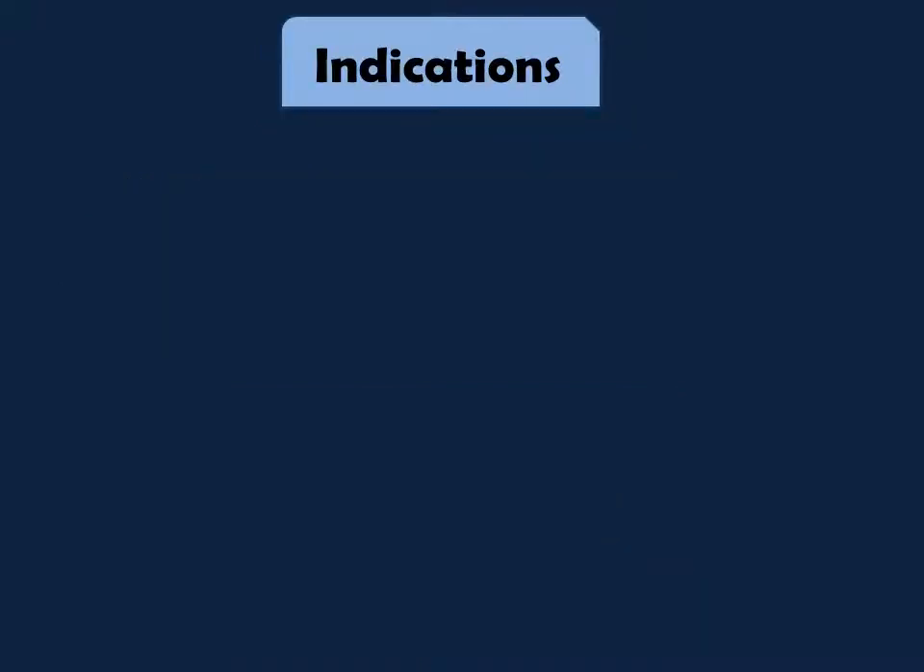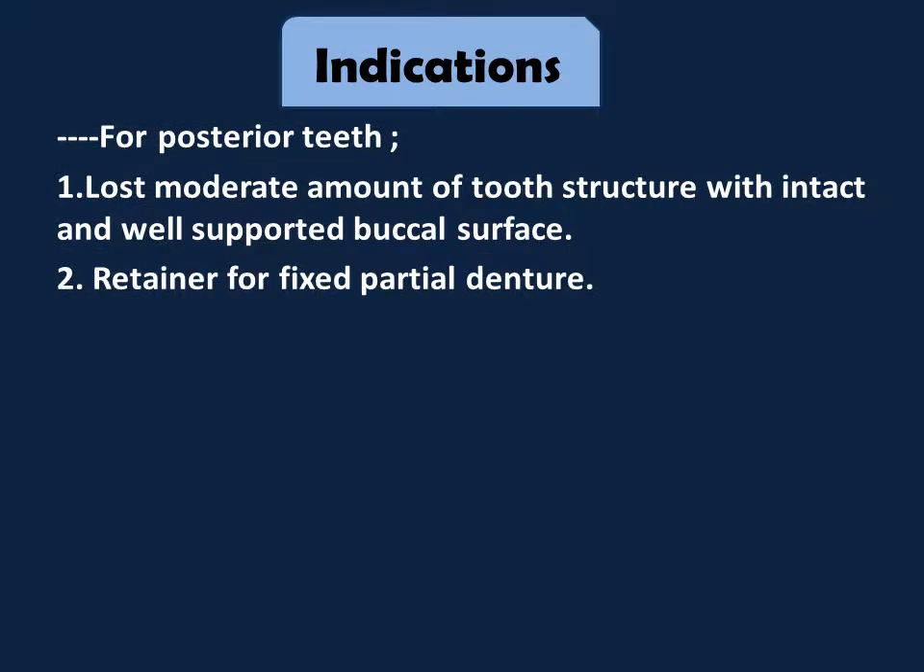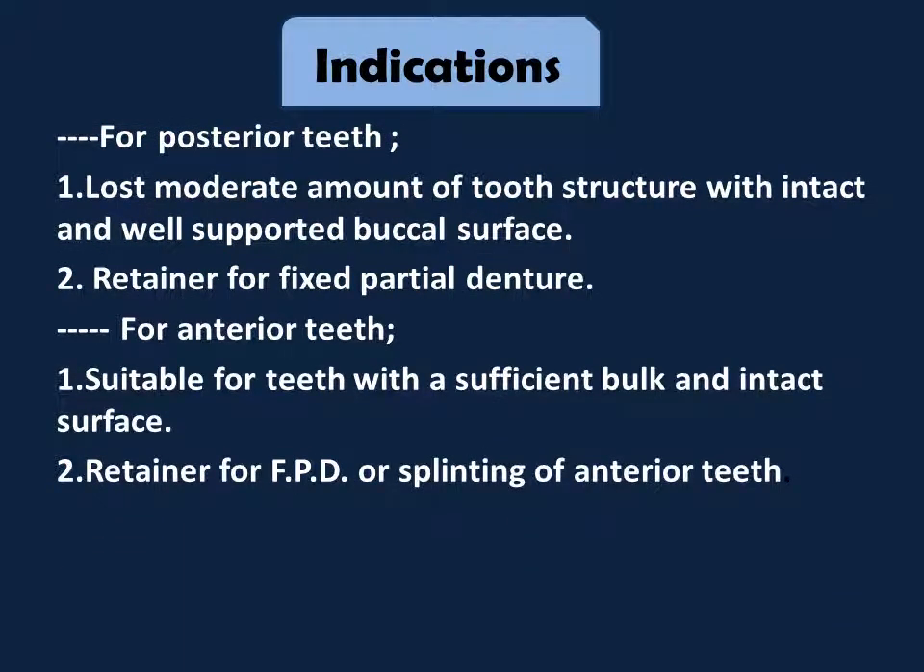The indication of a partial crown for the posterior and the anterior teeth will be when I have a sufficient bulk of tooth structure and an intact, well-supported buccal surface. And mainly, I use the partial veneer crown as a retainer for a fixed partial denture. Besides that, I can use it as a splint for anterior teeth. I mean by the splinting of the anterior teeth, when there is a mobility of the anterior teeth due to periodontitis, I can use the partial veneer crown as a splint for them.